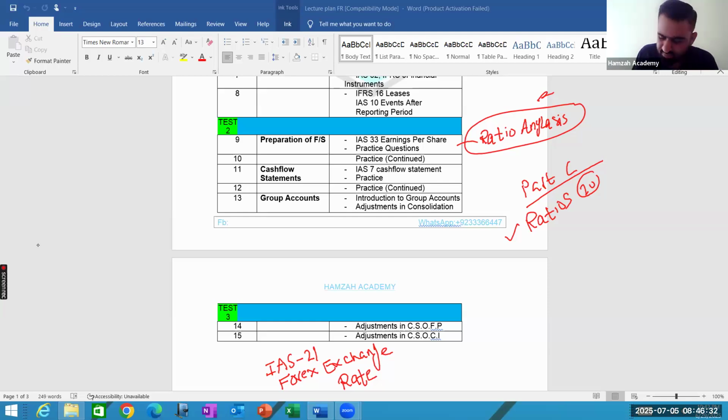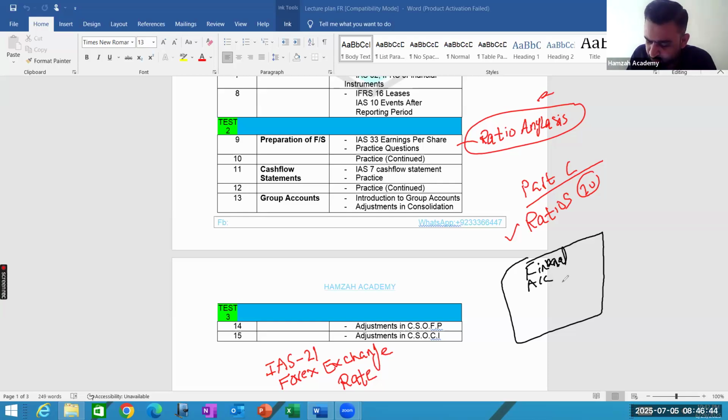And the second question may be from final accounts or maybe from group accounts. The second question will be from final accounts or group accounts. But one question will be from the ratio analysis. Okay.